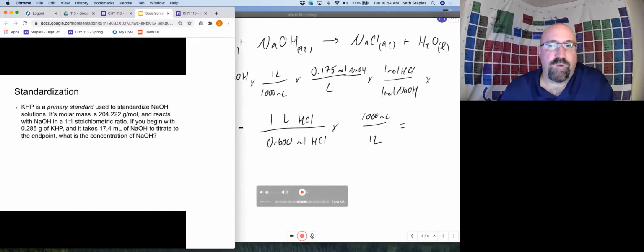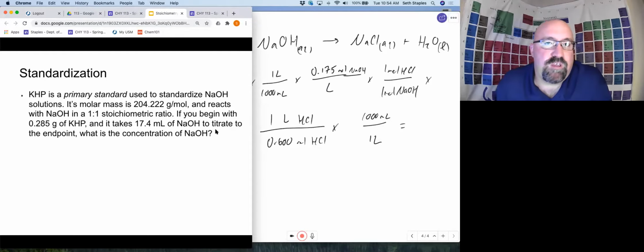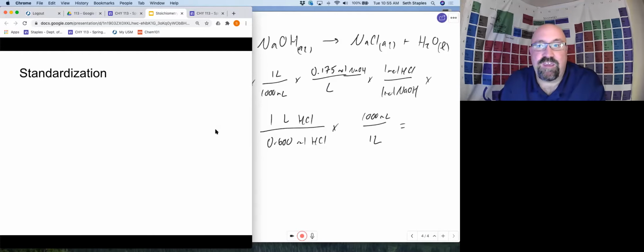We also have what we call standardization, in which we have a sodium hydroxide, an NaOH solution that we don't know the exact concentration of. So we're going to use something called KHP, potassium hydrogen phthalate, which is a primary standard. It's going to react with NaOH in a 1-to-1 ratio. We would set up a titration similar to what I showed earlier, and we would react this until we get to our endpoint. Here we know that at that endpoint, it took 17.4 milliliters of the NaOH. And we know how much KHP we start with. So it's the same sort of calculation.